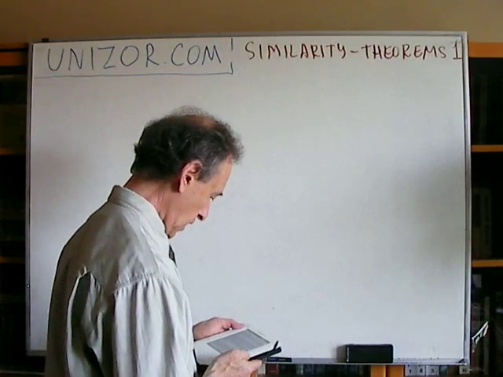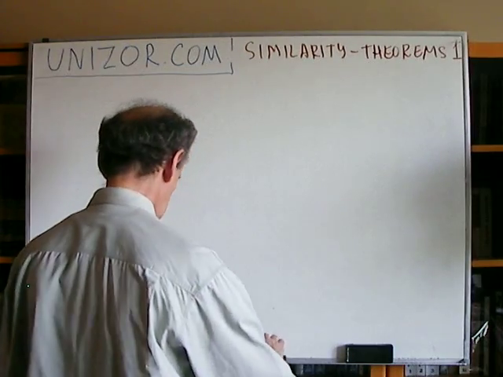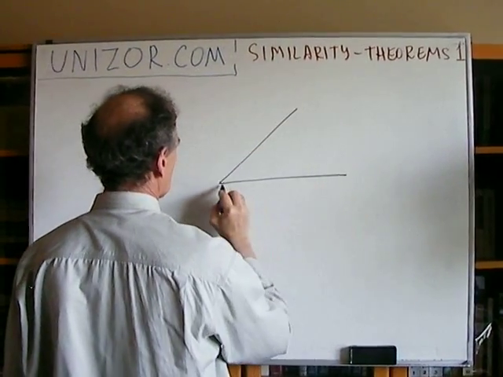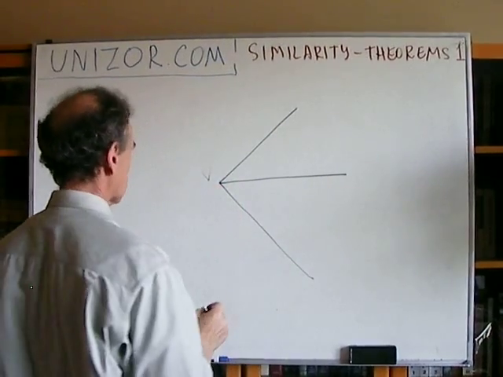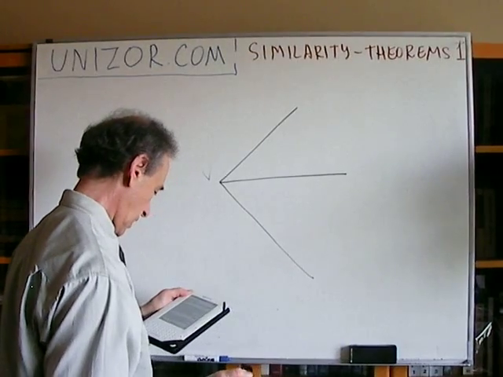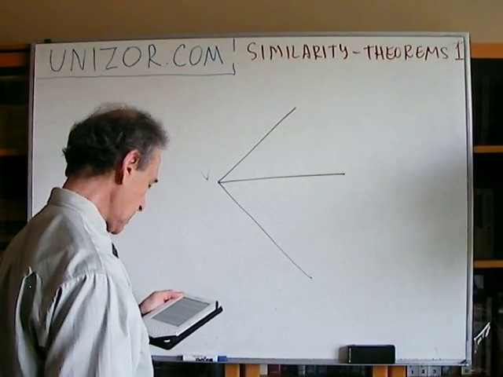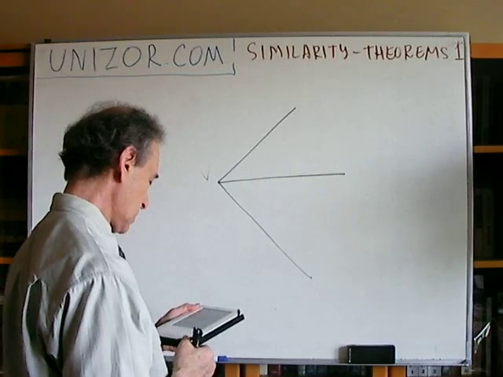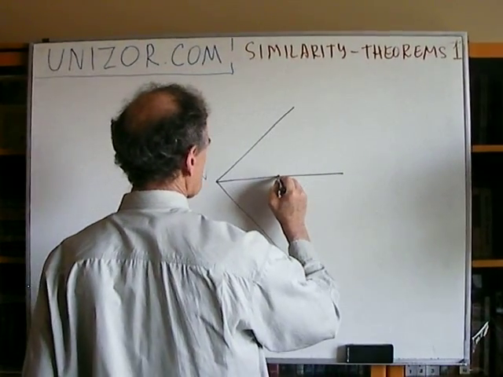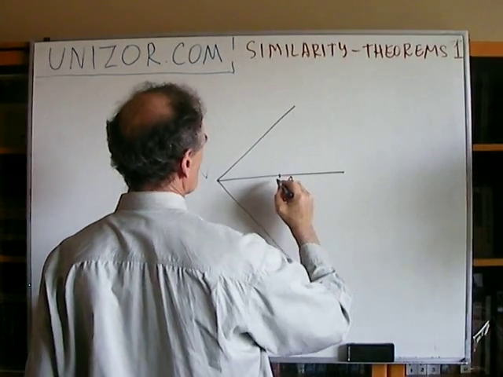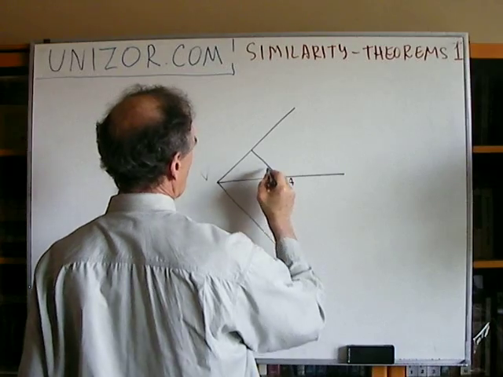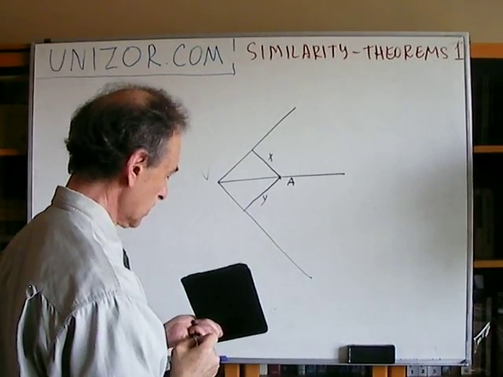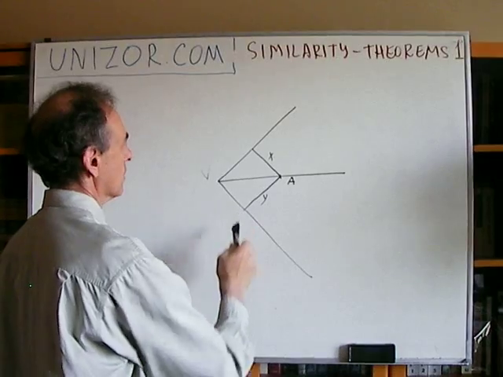Okay, number 4. Given three rays, 1, 2, 3, with common vertex V. Let point A be on one of these rays, and the distances from point A to the two other rays are X and Y. So this is our point A. Now, if we drop the perpendicular to this ray, we will have X, and if we draw a perpendicular to this ray, we will have Y. So these are distances from point A to the two other rays.